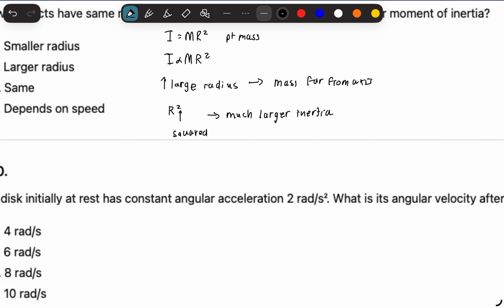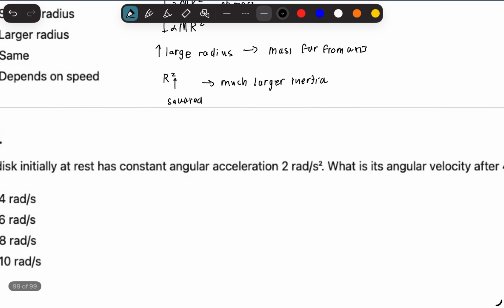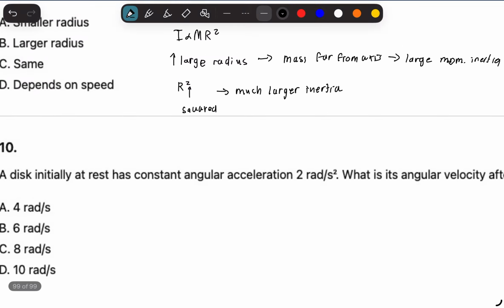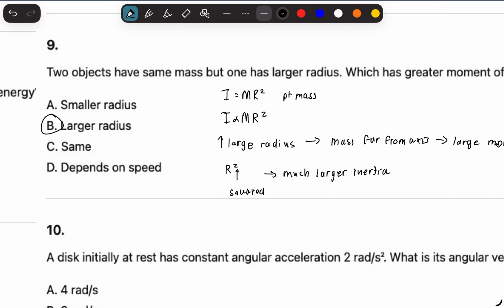So if you have the inertia of something, then your radius is going to be squared. So that means that it's going to be a lot larger. So that means that if you have a large radius, you have a large moment of inertia, because they're directly proportional. So it's going to be B.